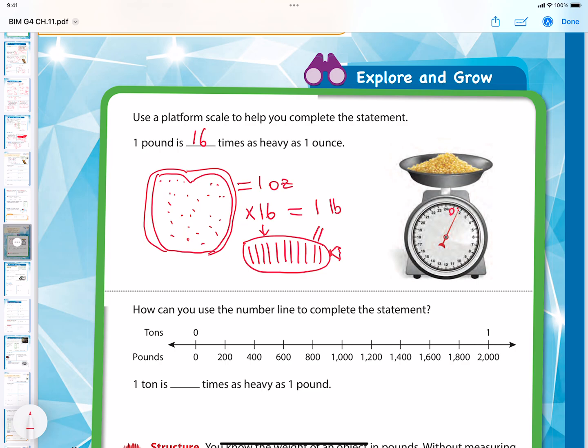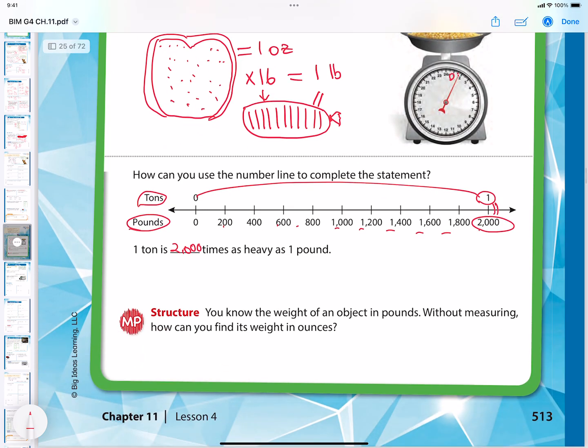All right, now look at this. How can you use the number line to complete the statement? Tons and pounds. Okay, here 0 to 1, and 2,000 pounds is equal to 1 ton. So 1 ton is 2,000 times as heavy as 1 pound. Okay, this is from the number line.